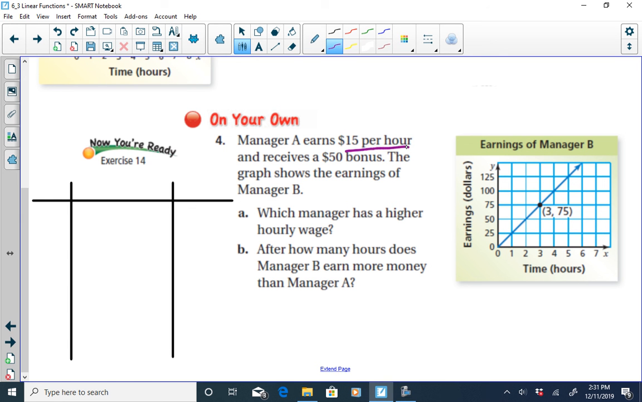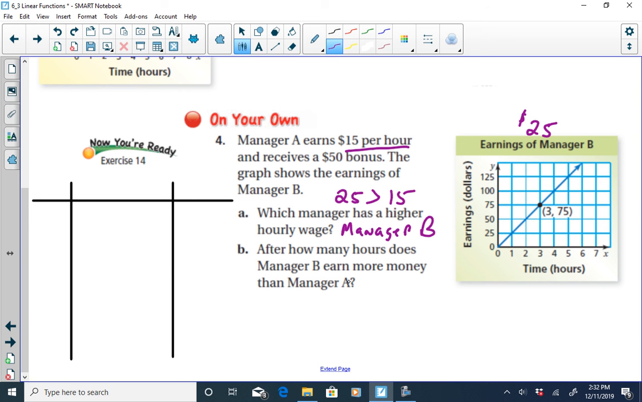Well, Manager A gets $15 per hour here. What are we making here per hour for Manager B? Well, we have 1 and 25, 2 and 50, 3 and 75. So that seems to be $25 per hour. So Manager B is at $25 an hour. Manager A is at $15 an hour. So which manager has a higher hourly wage? Manager B, because 25 is greater than 15.